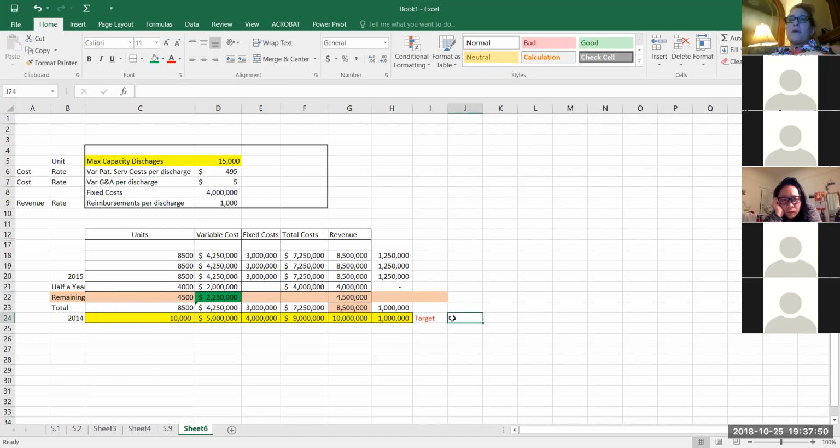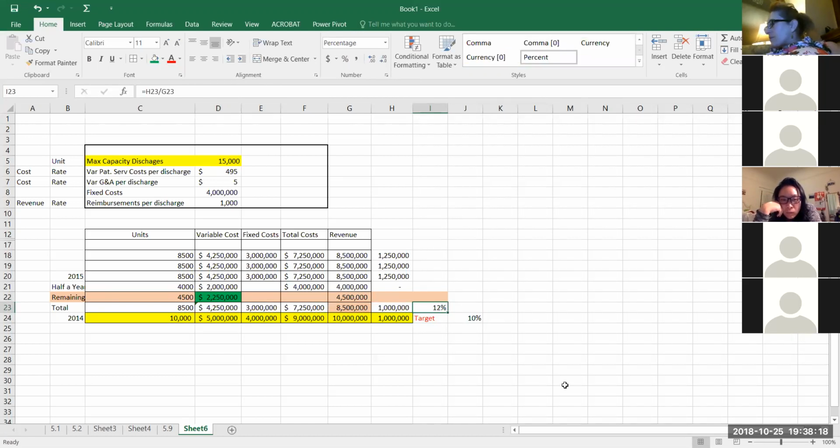So what I'm also going to do is say we've got income of $1 million, and that is over revenue of 10 million. Profit margin is $1 million over revenue of 10 million. So the profit margin in this target is 10%. If we look at this, we've made $1 million off of, we've made 11%.